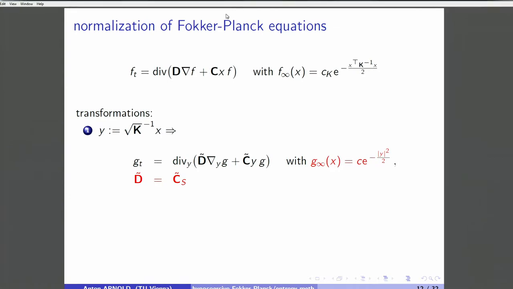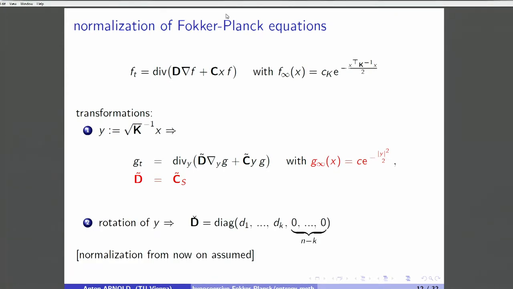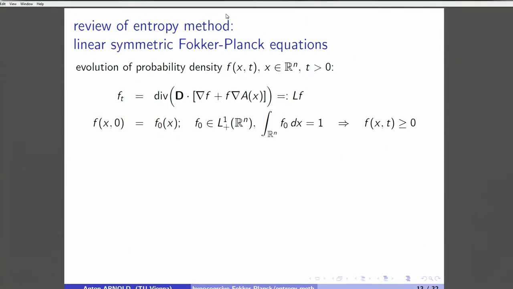Now that we have our unique steady state and this matrix K, I can simplify and normalize my problem. So I make the following coordinate transformation from the x variables to y variables. If I make this transformation, my new steady state is just the standard Gaussian, and my diffusion matrix turns out then to be just the symmetric part of the drift matrix. I can make one more simplification and now rotate my y coordinate system such that the diffusion matrix is diagonal and singular. So from now on, I'll assume that these normalizations are done, then computations will be slightly simpler.